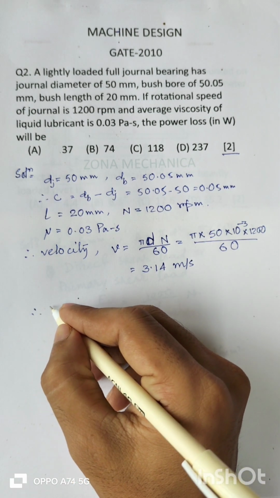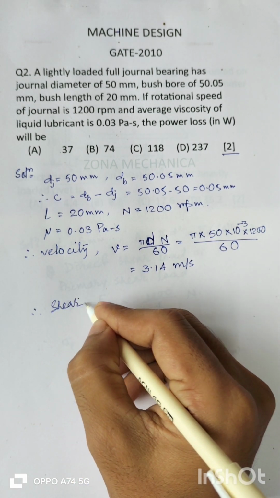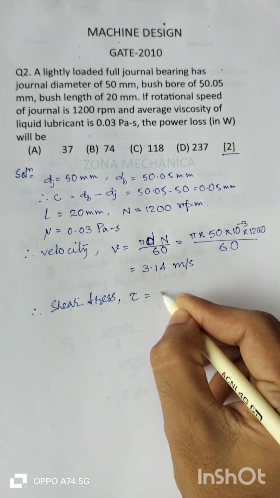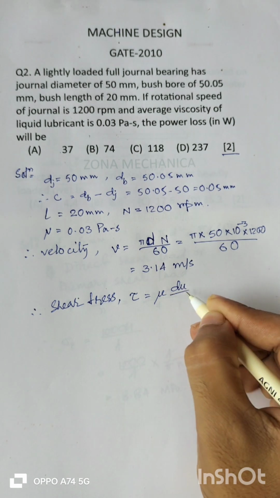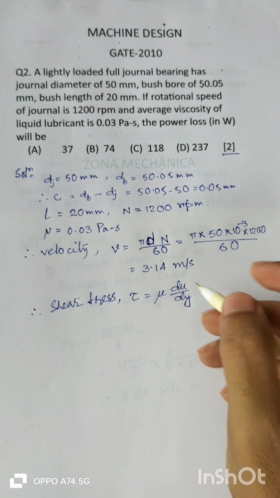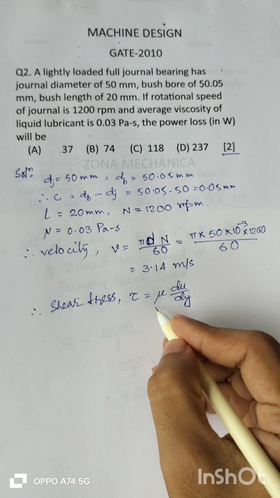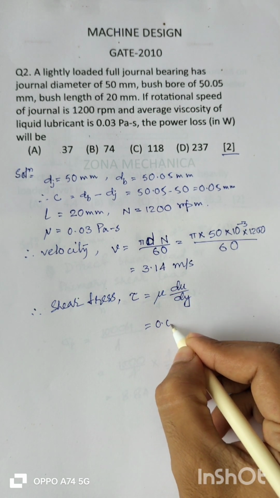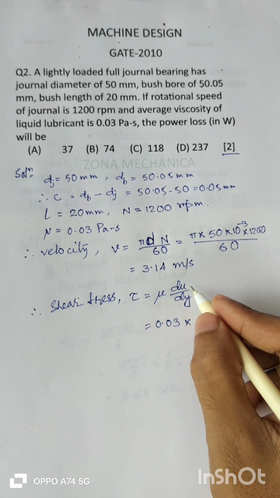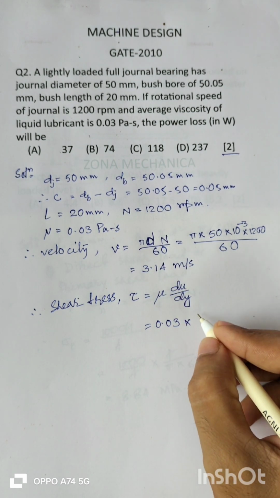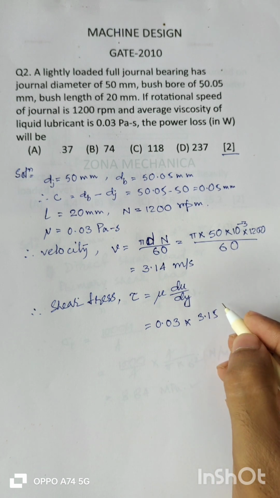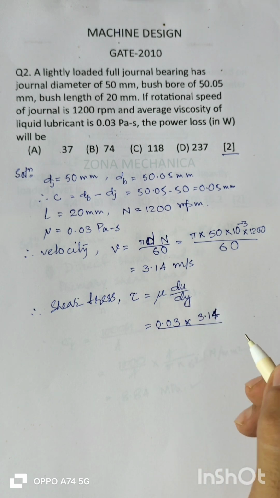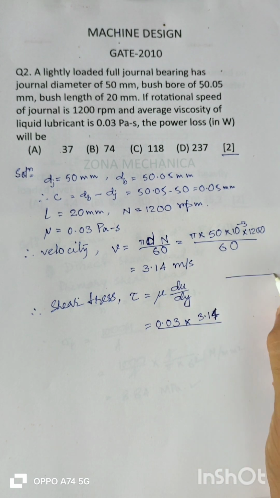Therefore the shear stress tau will be mu into du by dy. We know this from Newton's law of viscosity. So mu is 0.03 multiplied by du, and du is nothing but this velocity, 3.14, divided by dy.